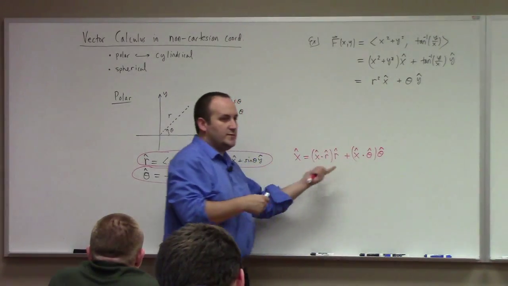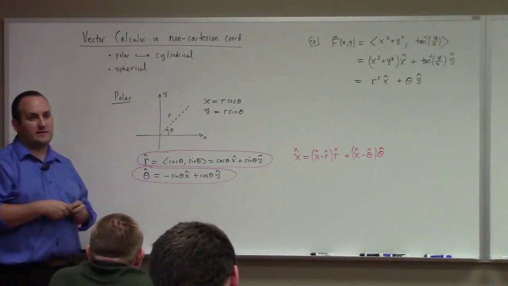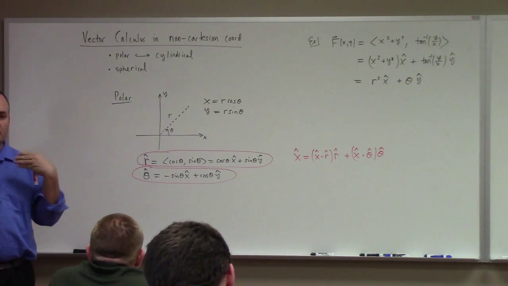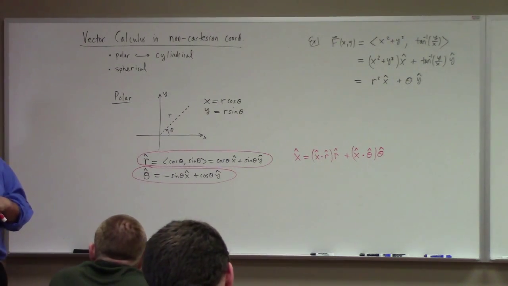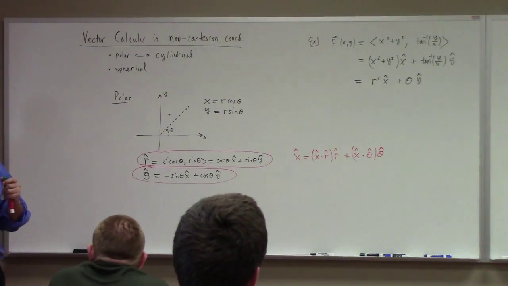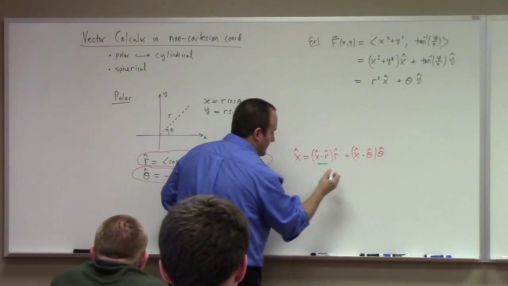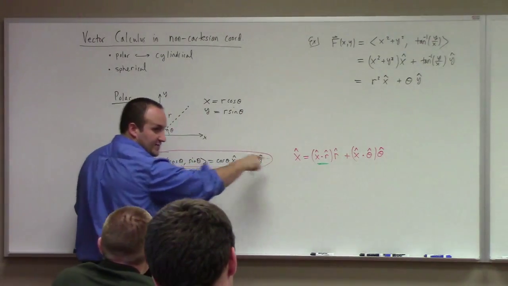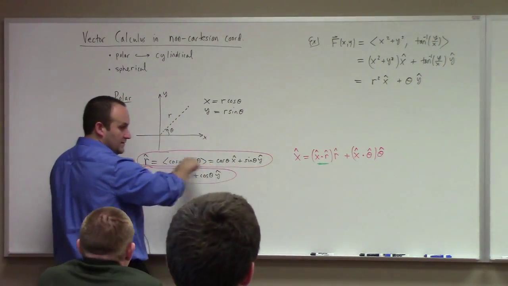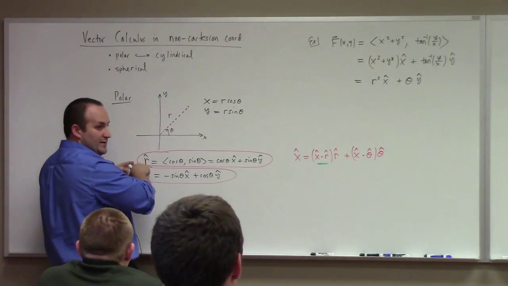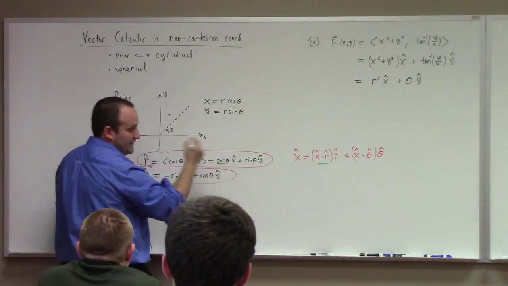I know this is possible because I know that r hat and theta hat are linearly independent. They're different directions, so I can build any vector in 2 dimensions by using those two. And they're orthogonal, so I can use dot products to select the components. I'm using the projection idea here. What is this? Well, look at this. Take the dot product of this with r hat. What do you get? r hat dot r hat, 1, equals cosine theta.